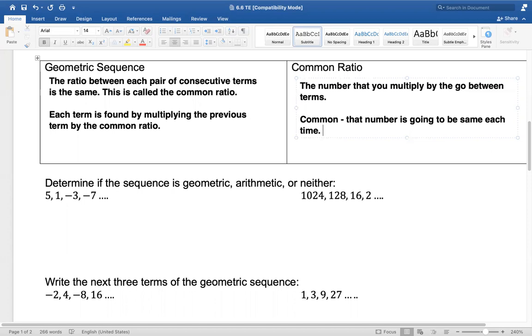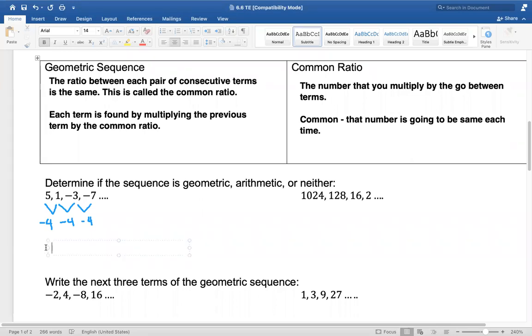Now let's take a look at a couple examples. For this first sequence, we're going to determine if it's geometric, arithmetic, or neither. Remember, geometric, we're multiplying. Arithmetic, we're adding. And neither is just neither. The first one here, how do we go from 5 to 1? We are subtracting 4 each time. We're adding -4. Same thing here, adding -4, adding -4. Because we're adding or subtracting the same thing each time, this is an arithmetic sequence.